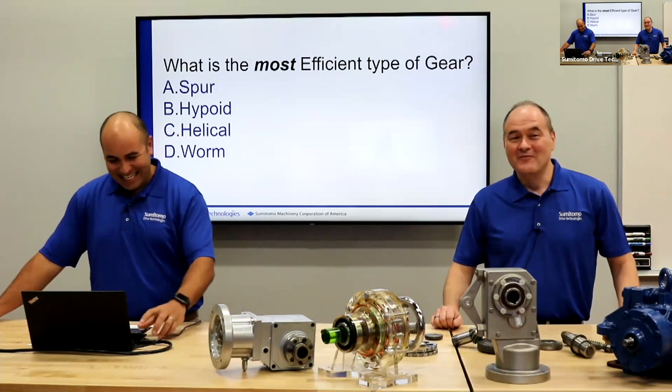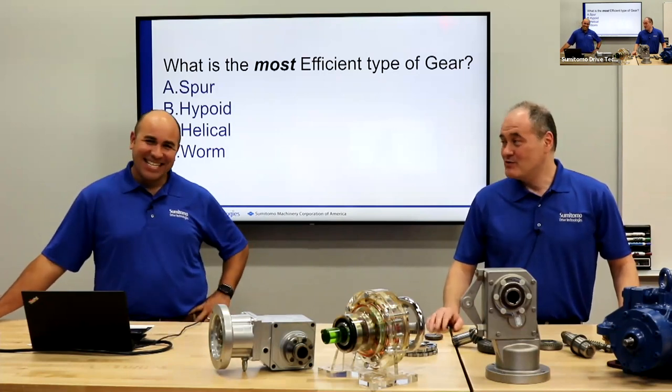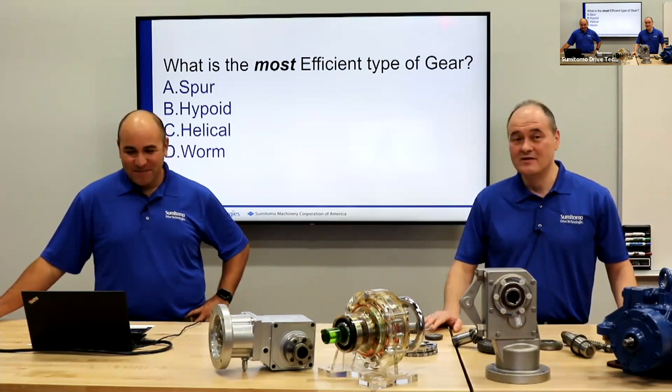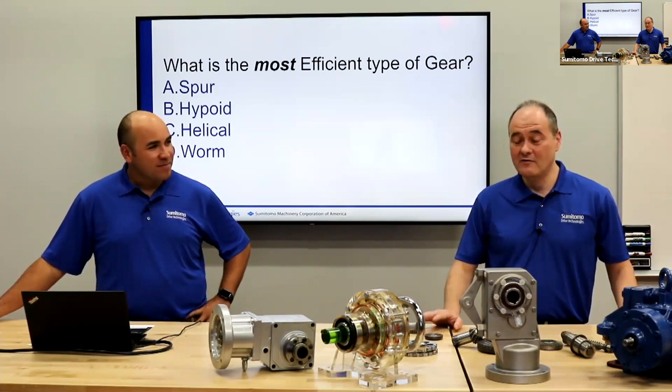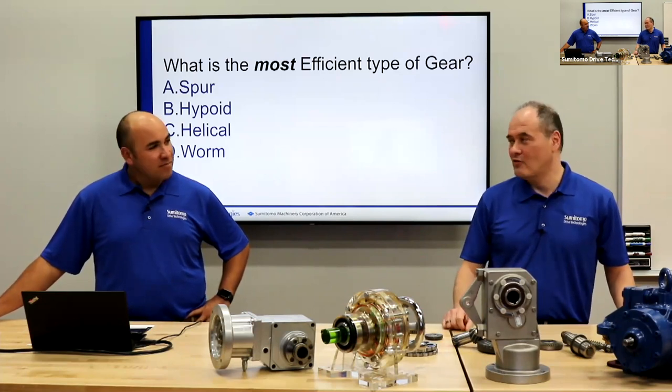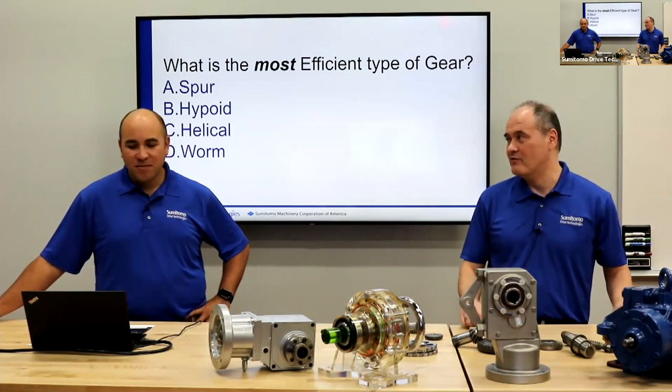Okay. Well, the most efficient type is spur gears. They get up as high as 98-99% efficient, and helical gears are actually right up there with spurs in terms of efficiency. So I would probably take either one, but spurs, strictly speaking, are just slightly more efficient. Gotcha.